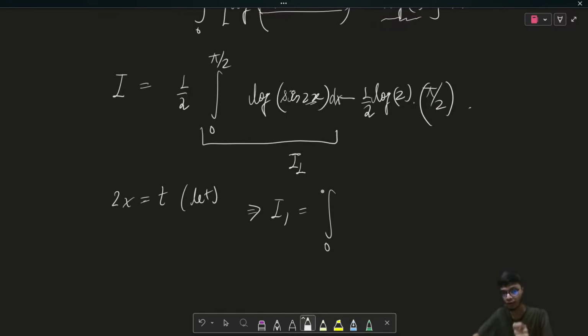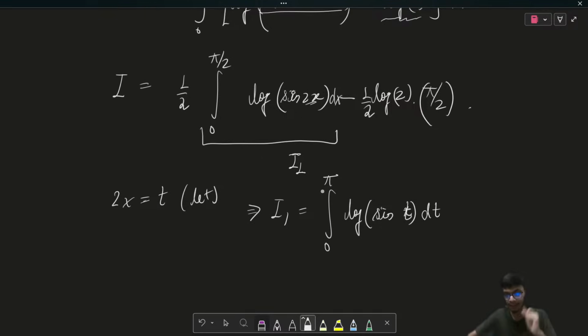So when x equal to 0, t is equal to 0, but when x equal to pi by 2, t should be equal to pi, right? And then we'll have the remaining expression the same, that is log of sine of t. It doesn't matter, you want to put t over here, it is the same, right? So we have this expression.